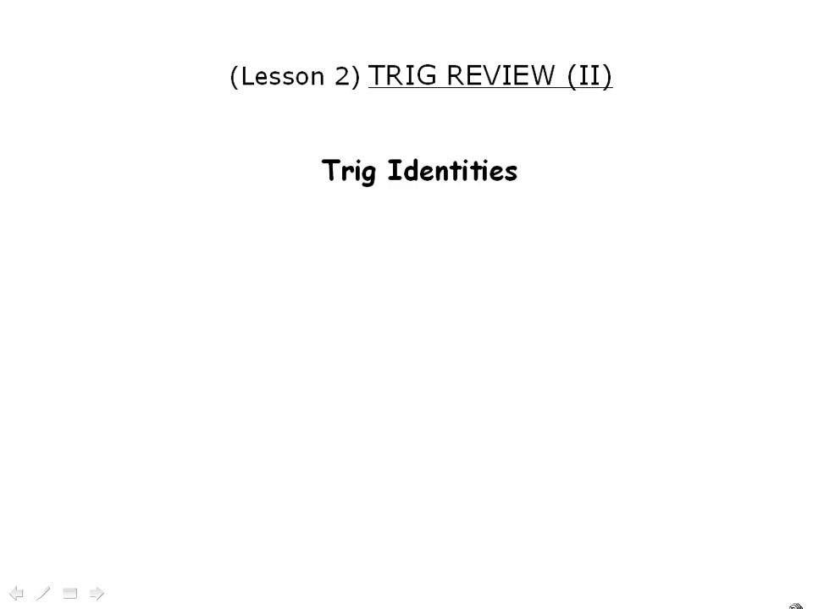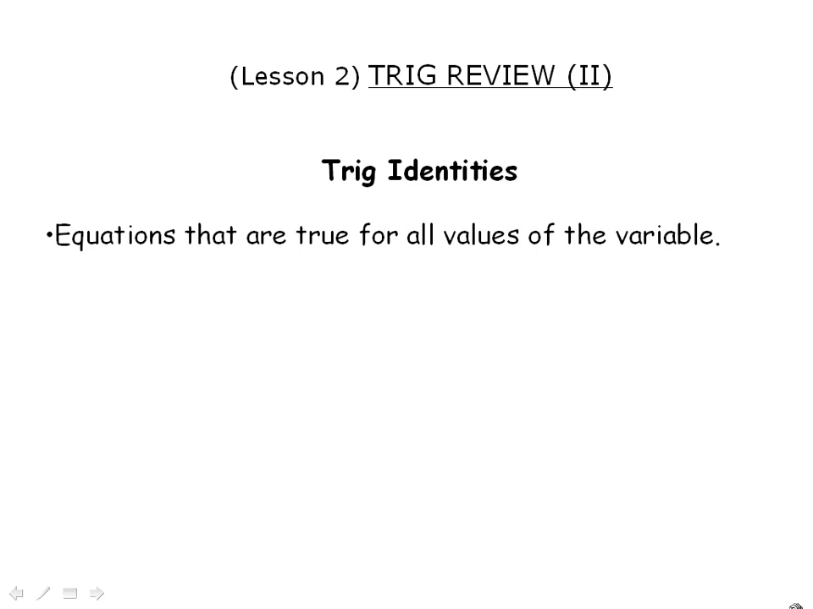So the trig identities. First off, identities are equations that are true for all values of the variable. So you can have identities that are not trig identities as well, but here it'll be just trig. They're always true, doesn't matter which variable you put in. And the batch that we're going to look at, starting off, is what they call the reciprocal identities.